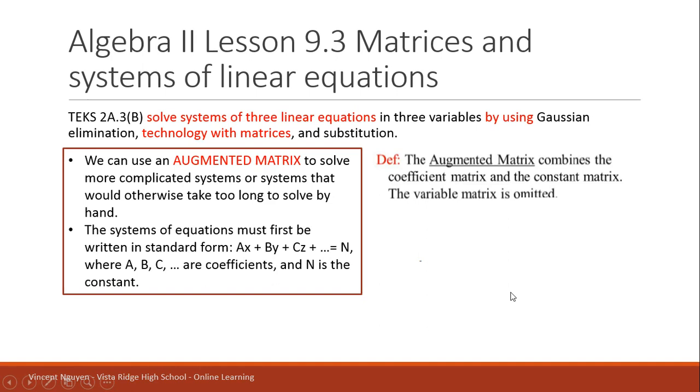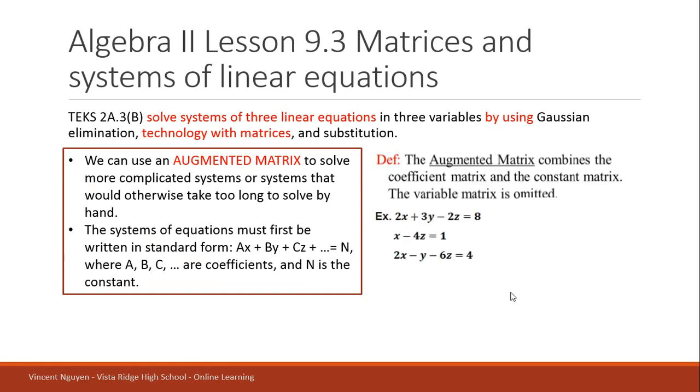When we write the system in standard form, we have all the variables on one side with the coefficients and all the numbers or the constants on the other side, right? So we want to write an augmented matrix so we can put all of these numbers into one matrix so that we can do some operations, right? It's going to look like this.